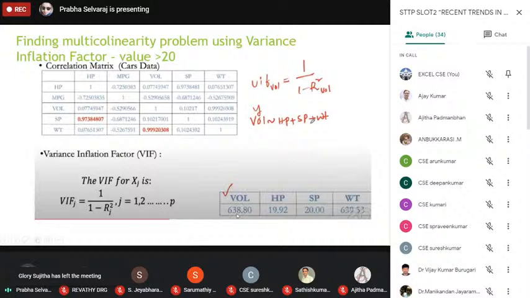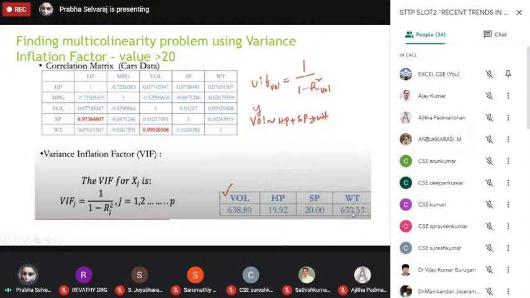So the VIF value is 638.80. Next, I'll keep HP as Y, and it depends on volume, SP and WT, and I will apply this formula and find out the VIF. The variance inflation factor is 19.92. And then speed: you keep speed as Y and it depends on volume, HP and WT, so it is 20. And then WT, it depends on the others.